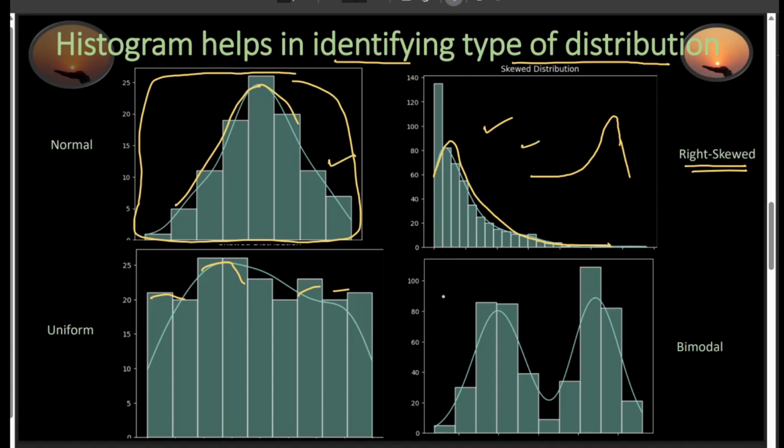Now look at this one right here. This one is bimodal, and the reason it's bimodal is because of two peaks. You see, this is the first peak, and this right here is my second peak. So that's why it is called bimodal.